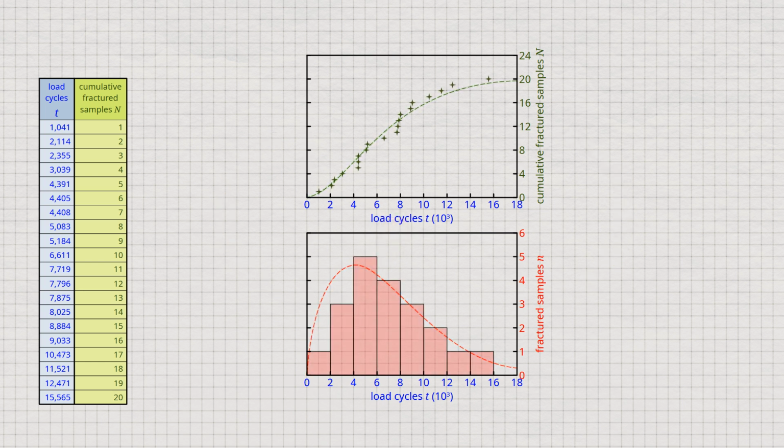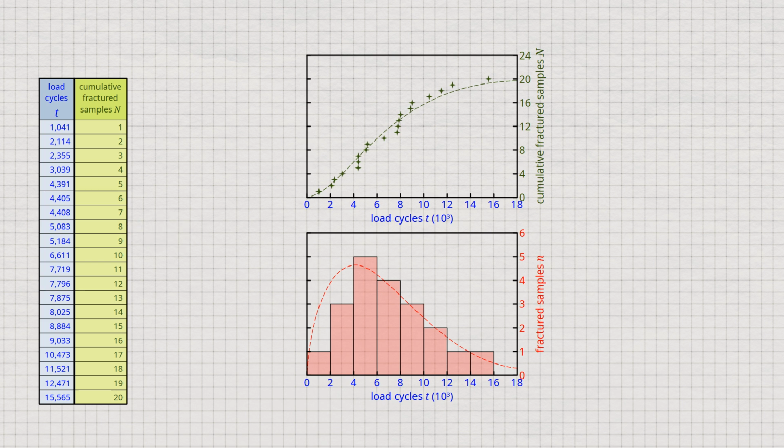Both forms of representation so far only refer to a concrete number of samples. However, with a sufficiently large number of samples, this can be generalized to any sample size. One then no longer speaks of a concrete number of broken samples, but of a percentage of fractured samples. In our case, for example, 1 out of a total of 20 samples broke within the first 1041 load cycles. Assuming that this is a representative result, it means that 5% of all samples fail within 1041 load cycles. A total of 8 specimens broke at 5083 load cycles, representing 40% of all specimens.